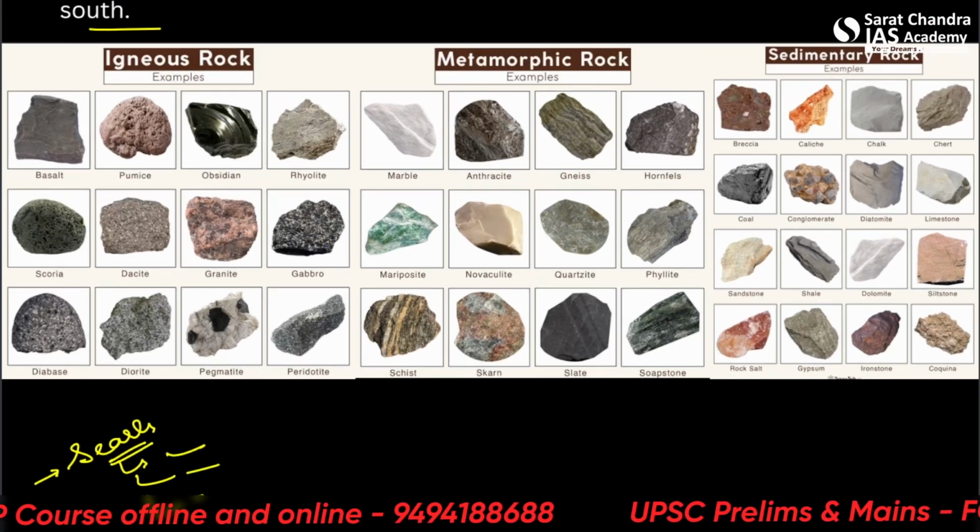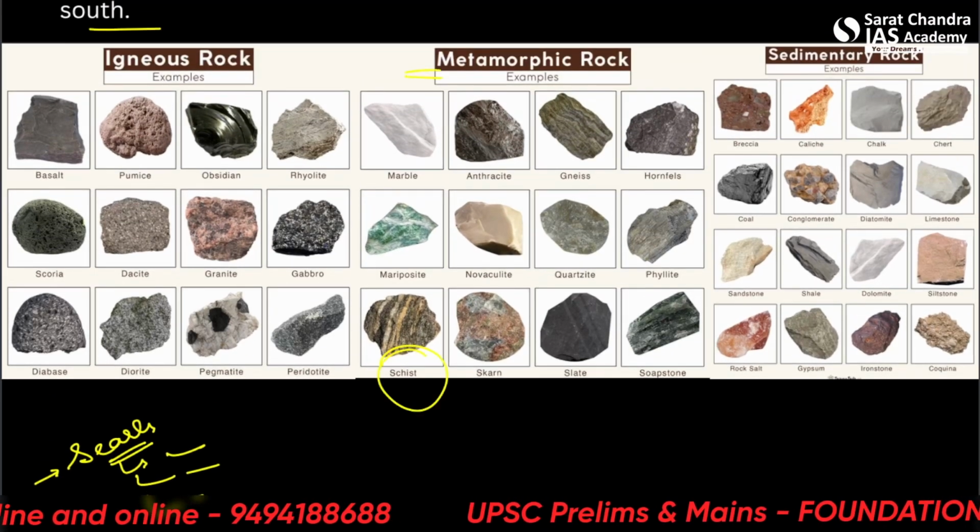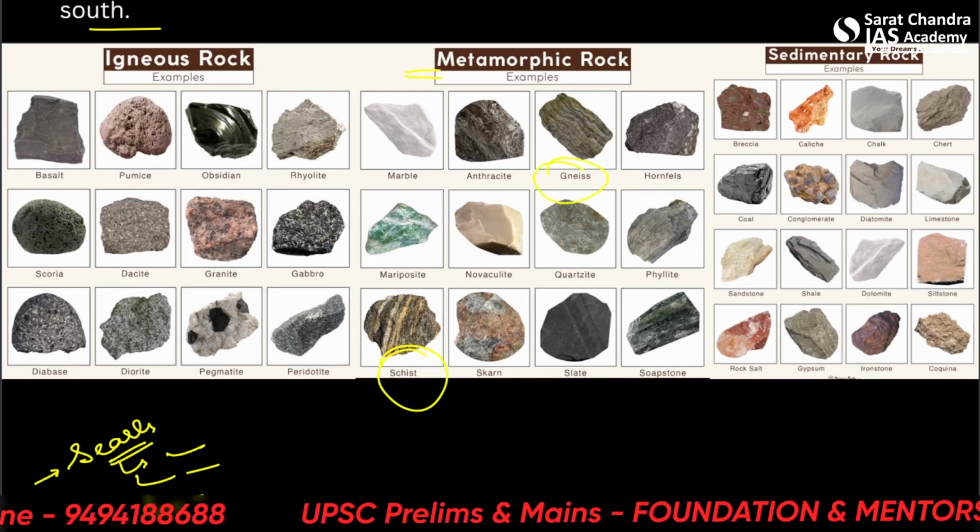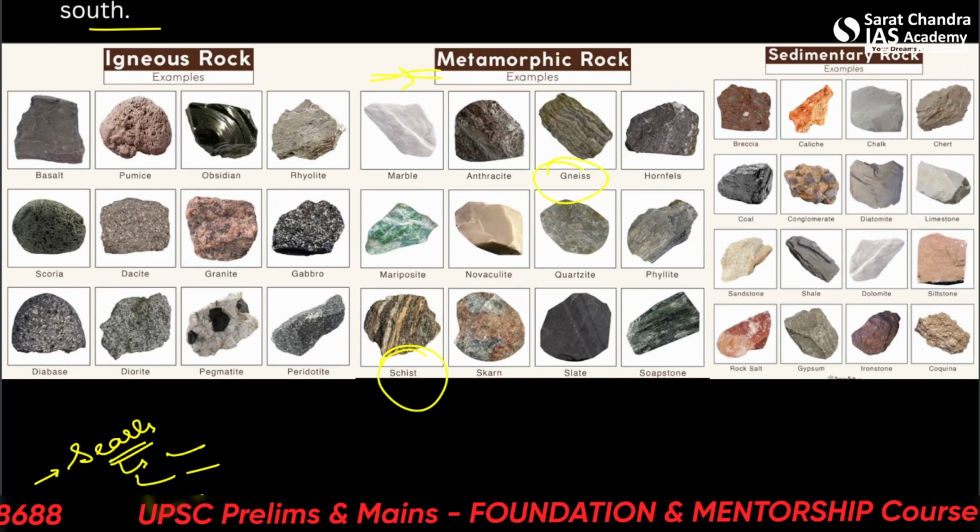Alright, so here you can see, let's say, schist. So it's a metamorphic rock. Alright, gneiss is also a metamorphic rock. So these are all ancient Archean rocks.